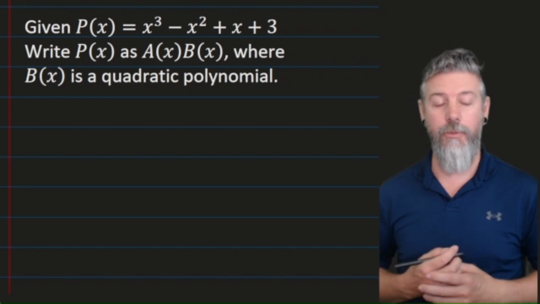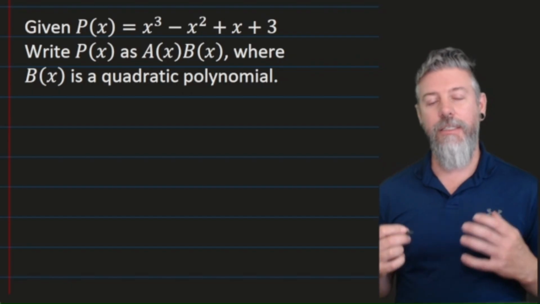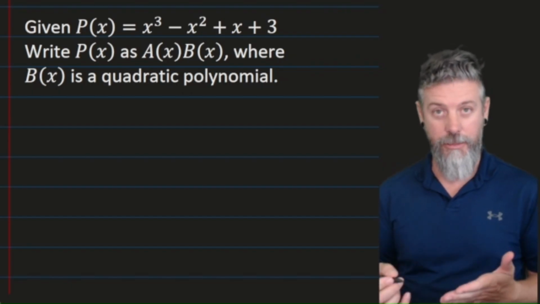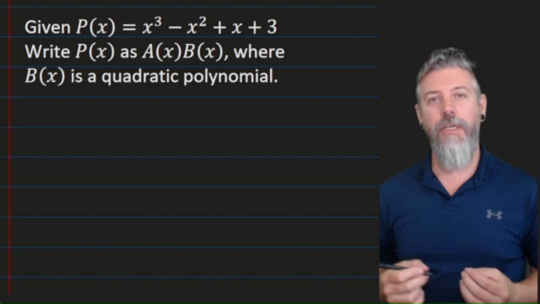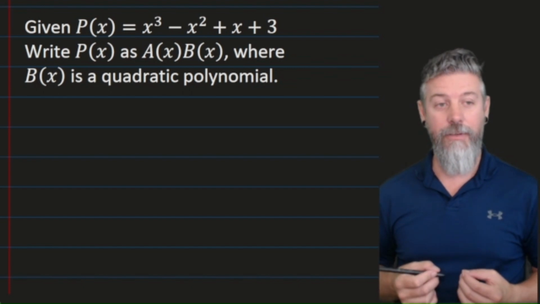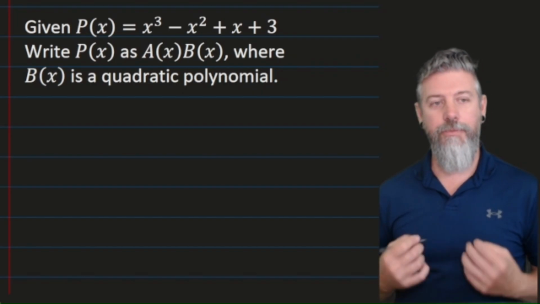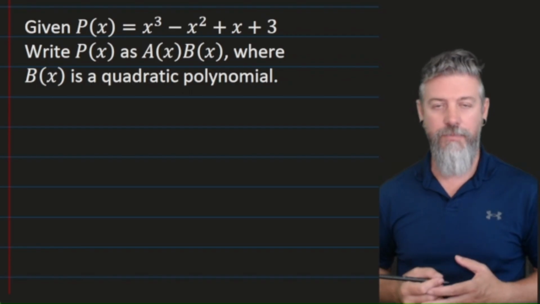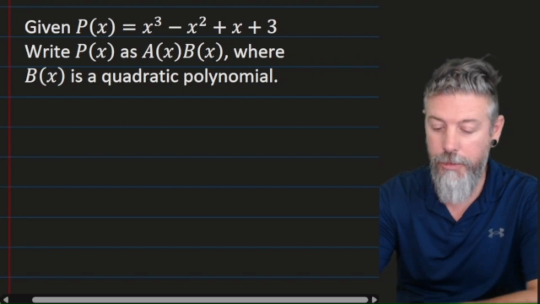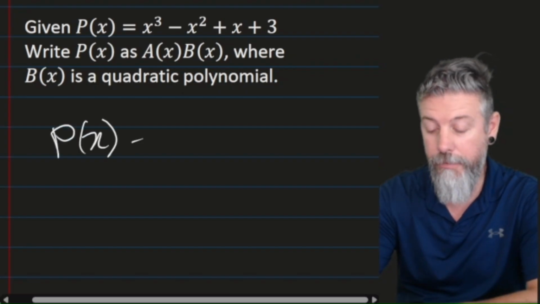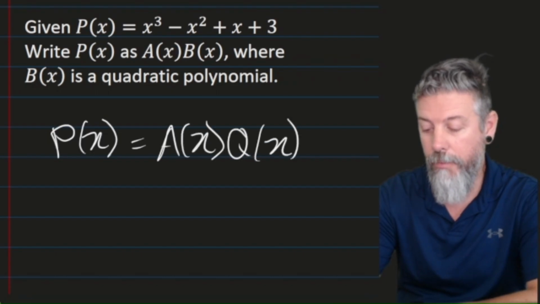There's a couple of ways that we can do that, but what we do want to notice here is that this relates back to when I was teaching the division lesson in the last video, is that if p of x is described as a of x times b of x, then a of x and b of x are factors of p of x. How do I know that? Well, I said in the last video that we could express p of x as a divisor times a quotient plus a remainder.